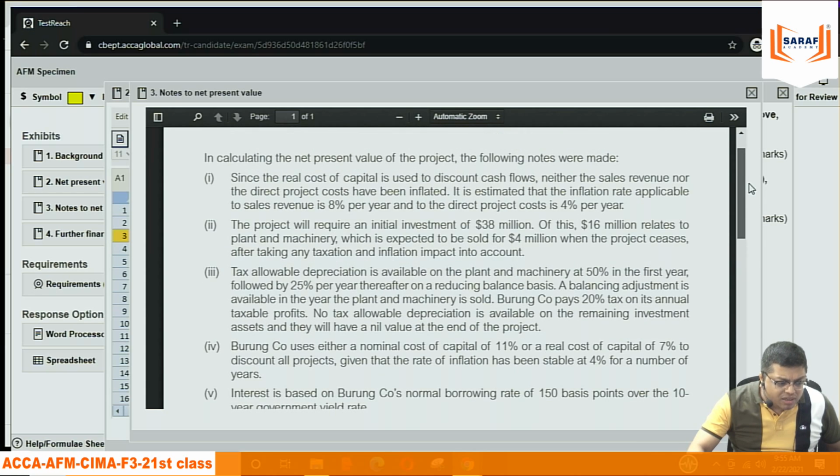So all are logical. Interest should not be deducted because the cost of capital includes the interest. So when we find the present value, interest is automatically deducted. We don't have to deduct it a second time.